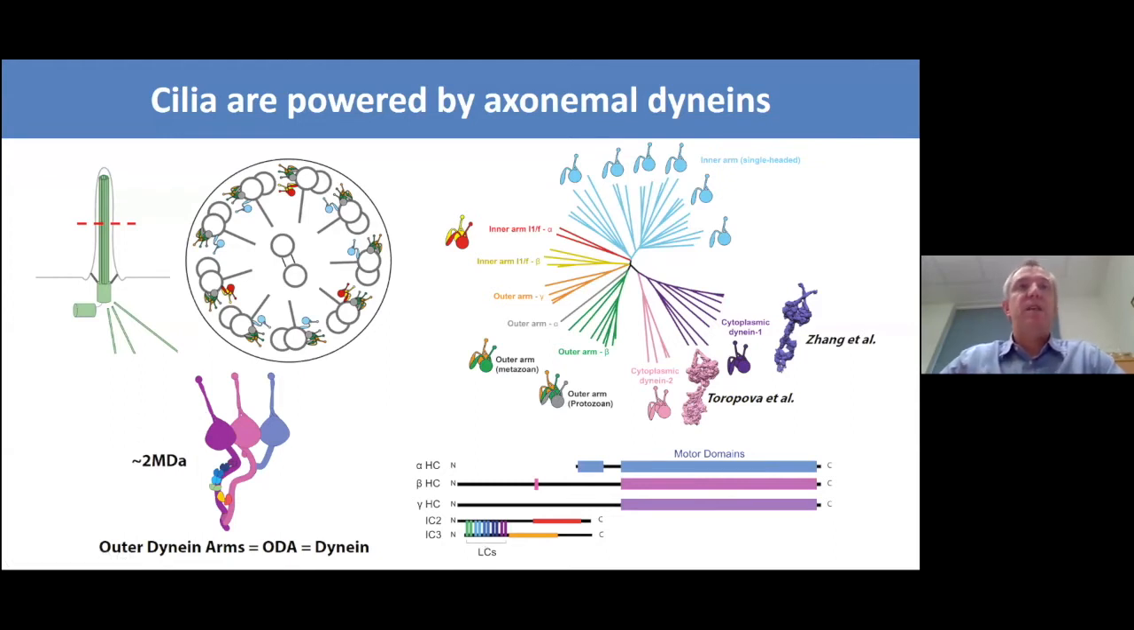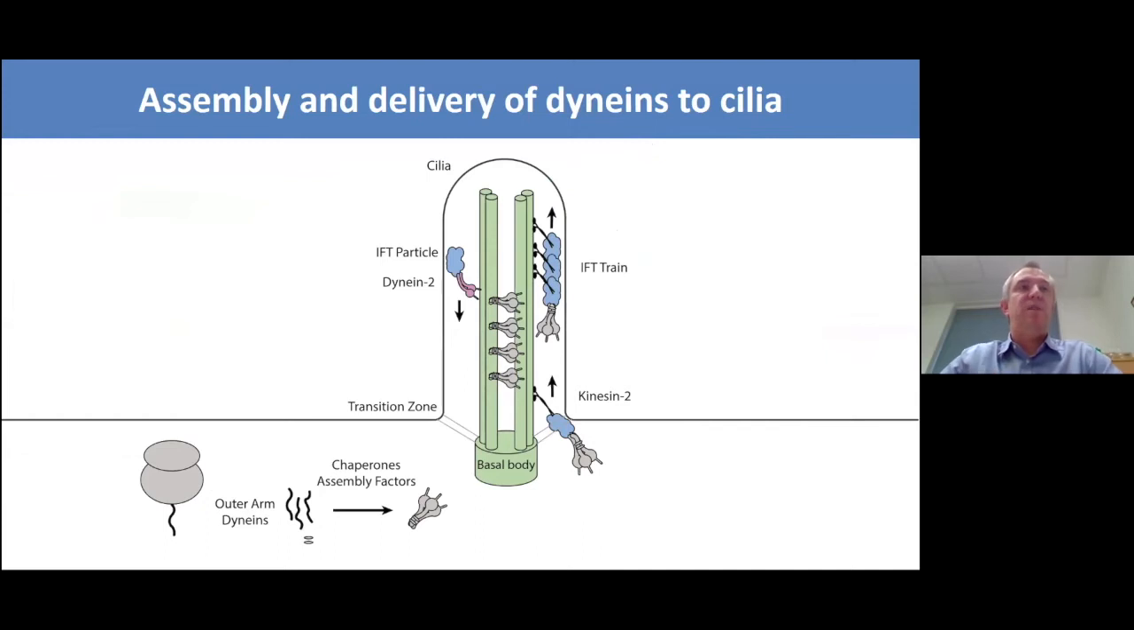So one of the things that Girish did when he came to the lab was spark our interest in the whole assembly process of dyneins and how they get to the cilia. It turns out that after synthesis in the cytoplasm of the different outer arm dynein components, there's a whole range of different chaperones and factors, some 10 different proteins, required to assemble this complex.